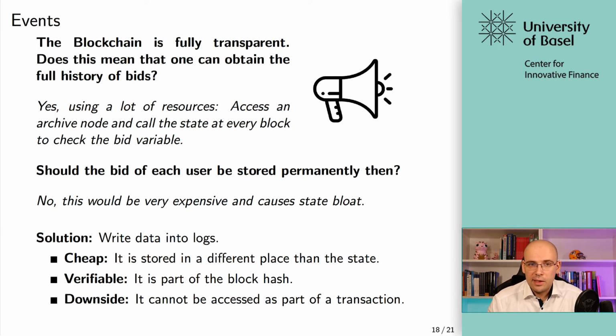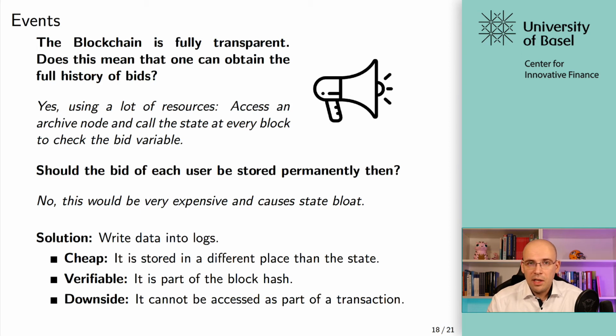Why? First of all, it's much cheaper because it's stored in a different place than the state. It's still verifiable. It's part of the block hash, so you could make the argument that it's part of the blockchain, but it has the downside, but if used correctly, it's not particularly a downside, because that's exactly what it's for, that it cannot be accessed as part of the transaction. So it's this additional information. It's basically you saying we need these events to snapshot certain things that have happened, to give the users, to give anyone who's interested in the contract, the information of what has happened.